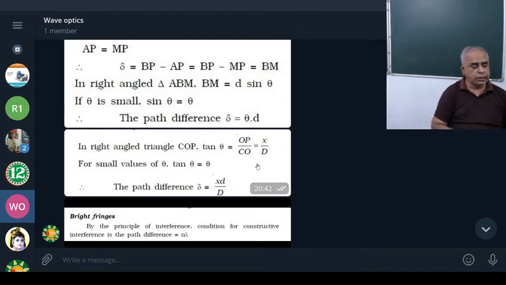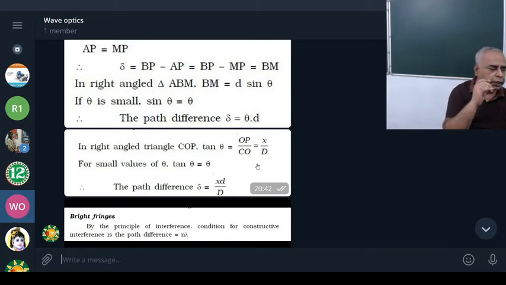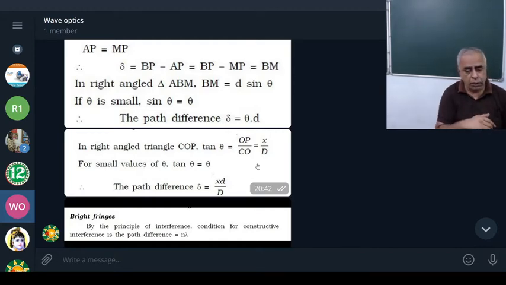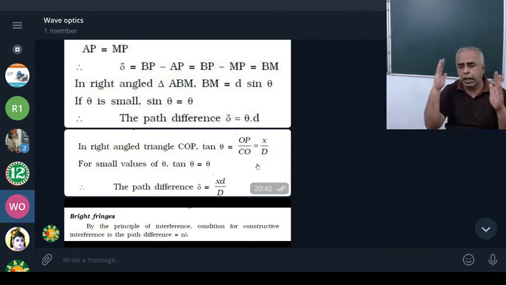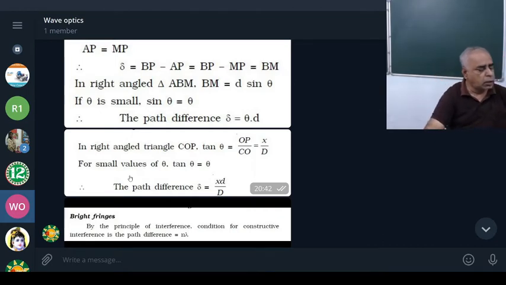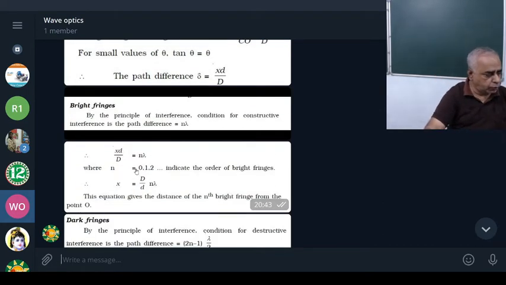So the path difference can be represented as the ratio between the product of x and d to capital D. So what is x? It is the distance of the particular interference pattern from the center. And what is small d? It is the distance between the two coherent sources. And what is capital D? Capital D is nothing but the distance between the coherent sources and the screen. Is it clear? Now let us talk about the bright fringes.